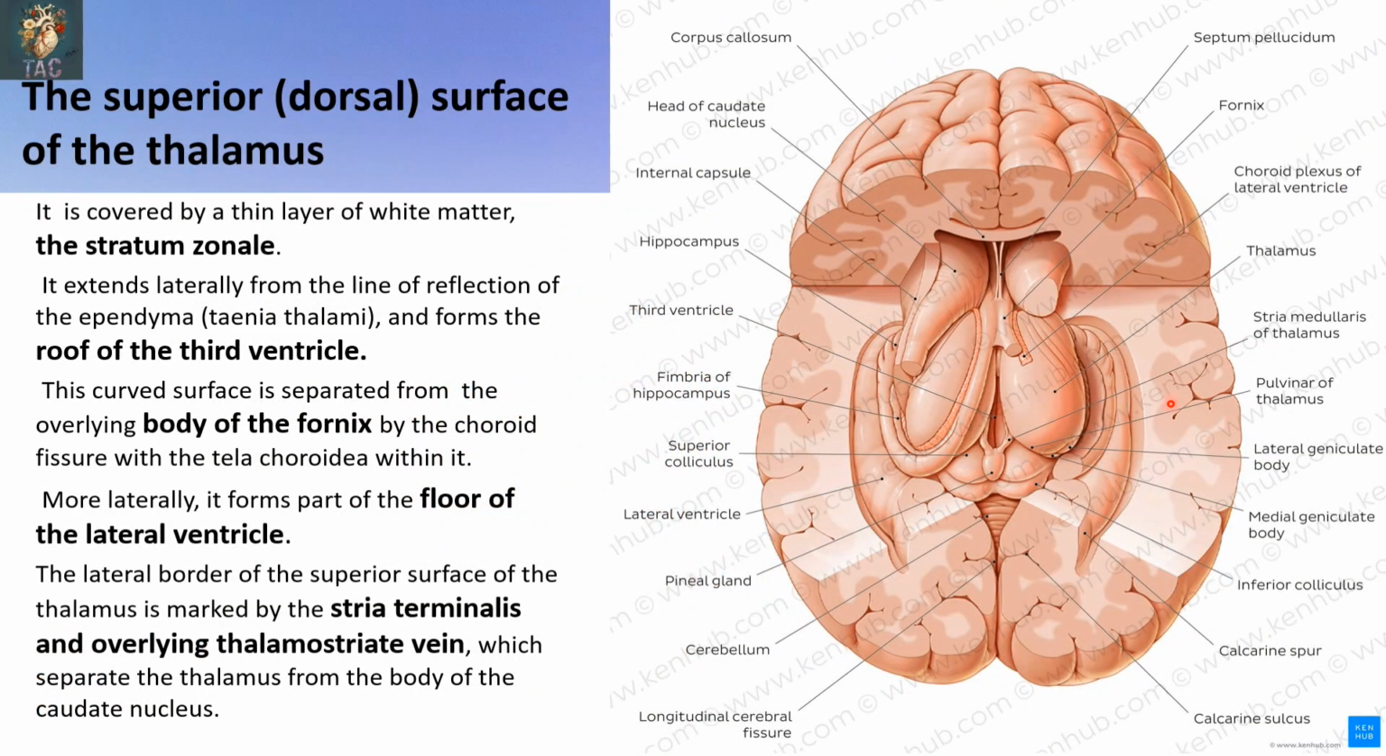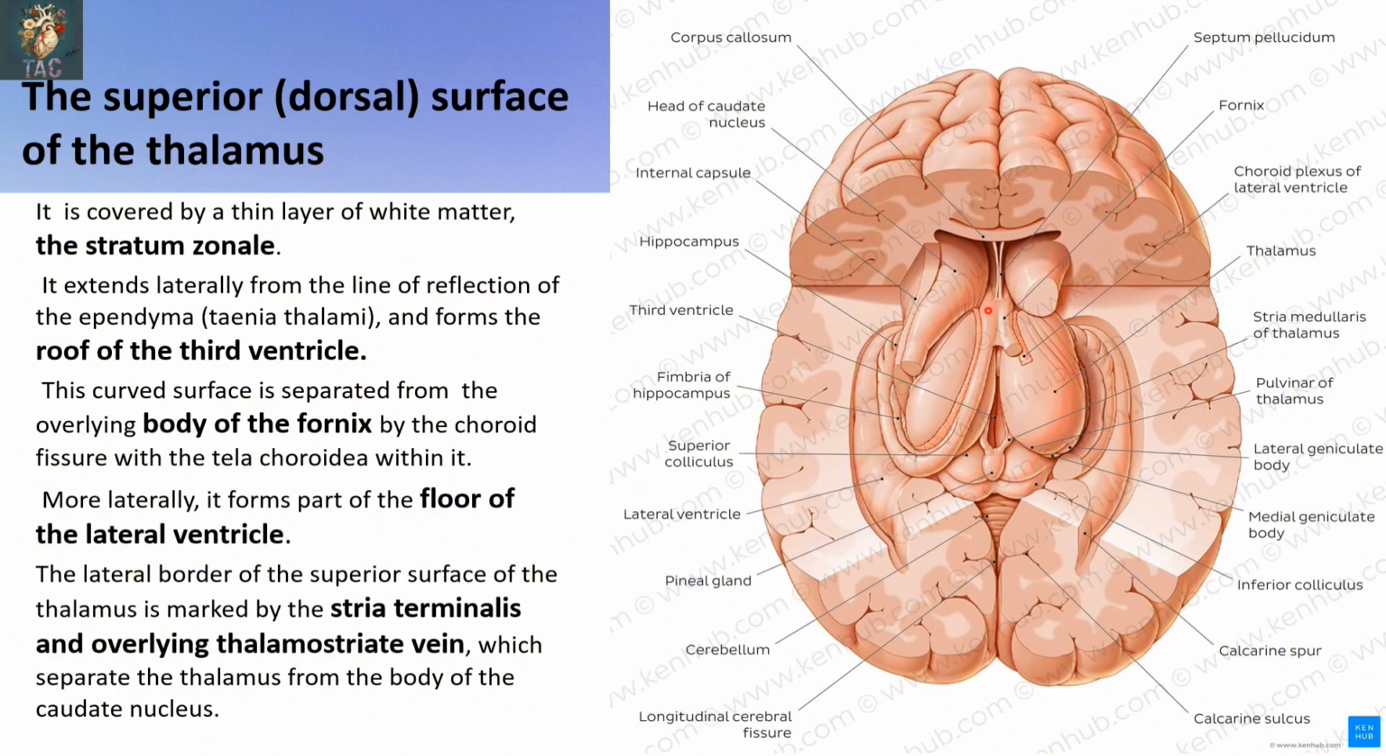So another very beautiful diagram to show you these relations of the superior surface of the thalamus. In this diagram you can see this one is the superior surface of the thalamus. This superior surface is covered by a thin plate of white matter. This is called the stratum zonale. Then this surface extends laterally from the line of the reflection of the ependyma and forms the roof of the third ventricle. So here is the third ventricle and the surface is laterally forming the roof of the third ventricle.